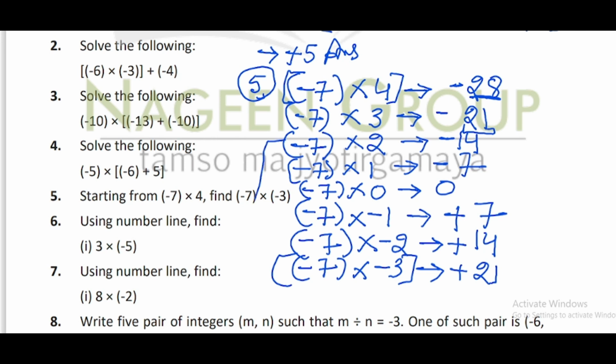Then same as we solve minus 7 into minus 3. Both integers have the same signs. Then the multiplication of minus into minus is plus, and the product of numerals, 7 into 3, is 21. Let's see the next question, question number 6.